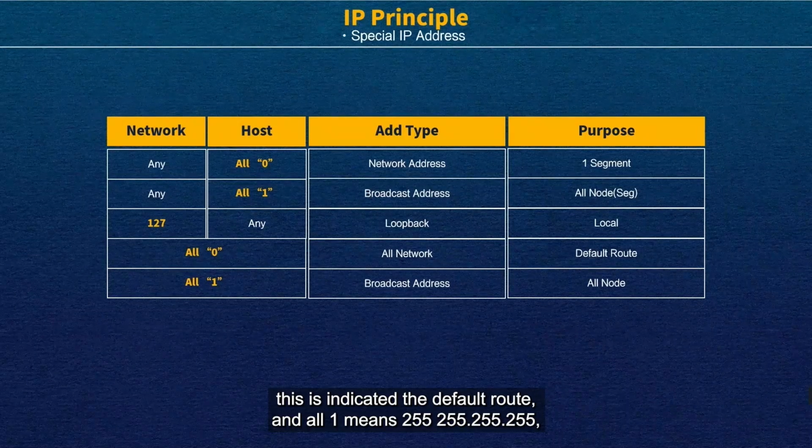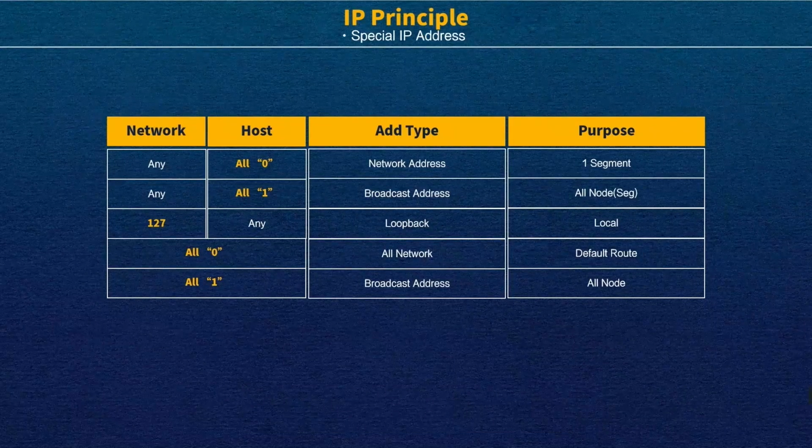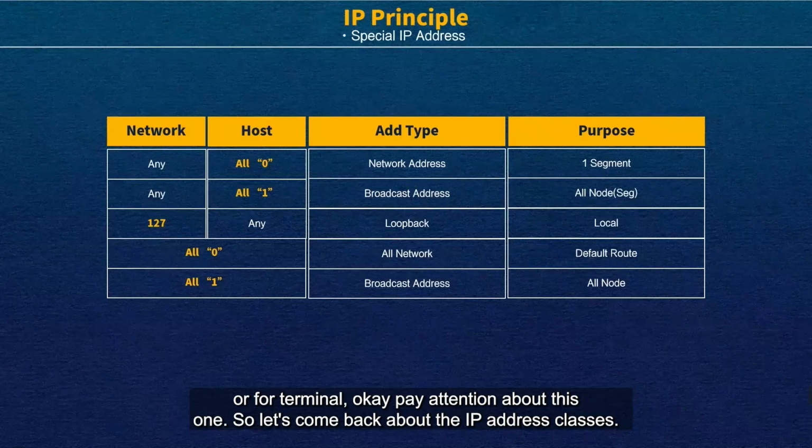And all 1 means 255.255.255.255. This is a broadcast, indicates all nodes, not one special segment, all nodes in our network. So this IP address cannot be used for a router, for a switch, or for a terminal. Okay, pay attention about this one.